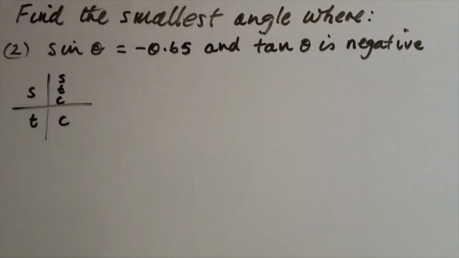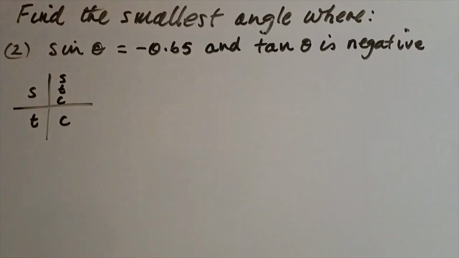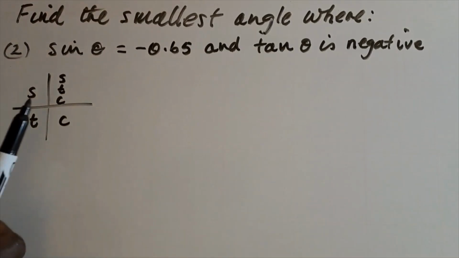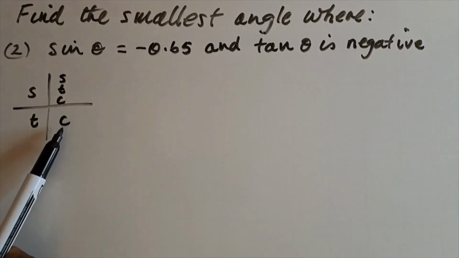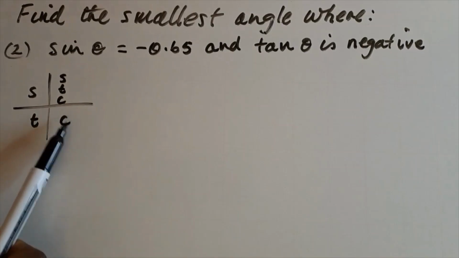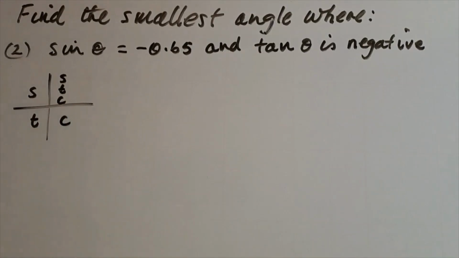Here we are again. Find the smallest angle where sine theta now is minus 0.65 and tan theta is negative. But it cannot be in the first quadrant because all are positive. Sine is positive in this quadrant, so it cannot be in this quadrant. And it cannot also be in this quadrant because we have that tan theta is negative. So the only possible quadrant it could be in is the fourth quadrant here, where cosine is positive, tan and sine are negative.